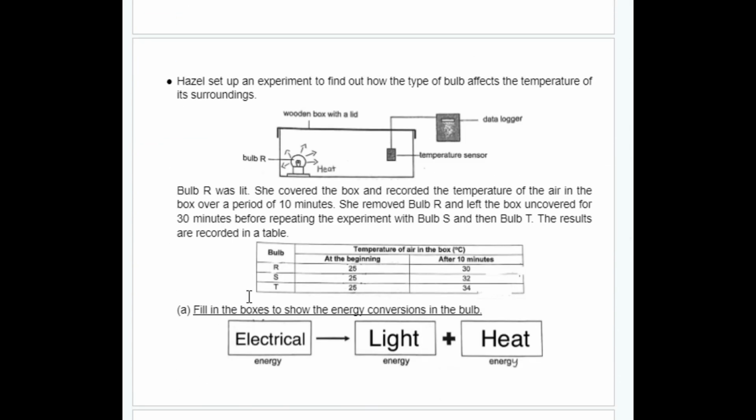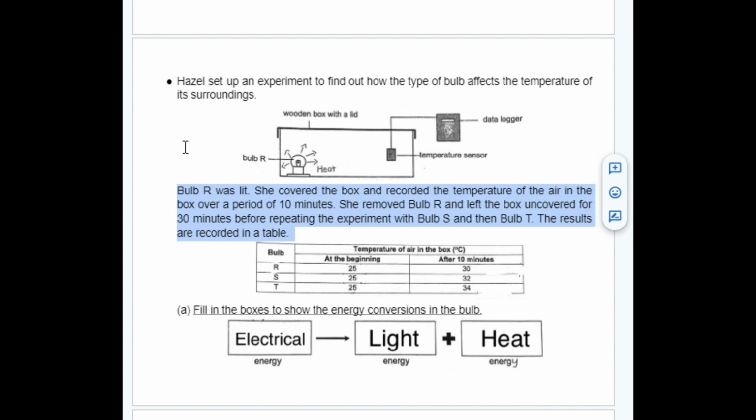Hazel set up an experiment to find out how the type of bulb affects the temperature of its surroundings. Bulb R was lit. She covered the box and recorded the temperature of the air in the box over a period of 10 minutes. She removed bulb R and left the box uncovered for 30 minutes before repeating the experiment with bulb S and then bulb T. The results are recorded in a table.